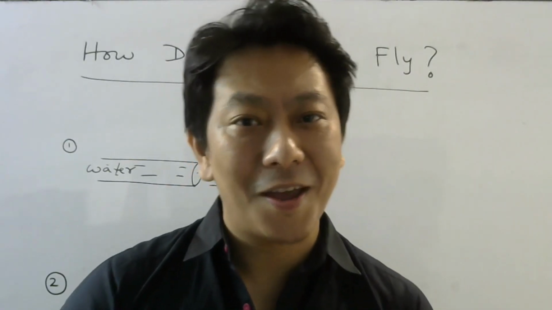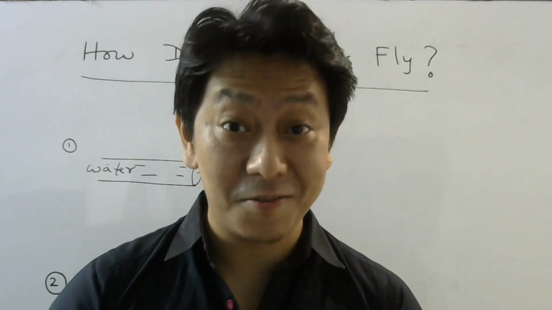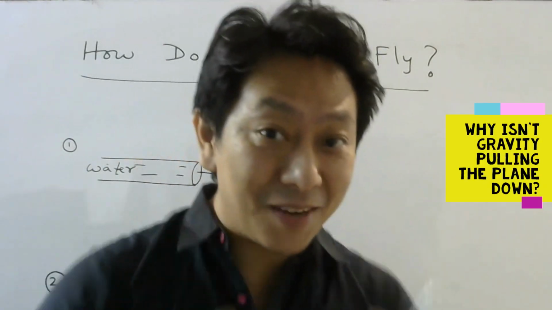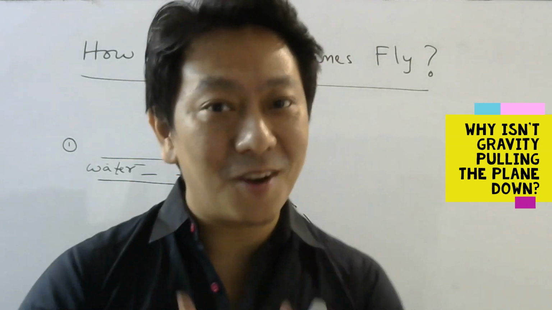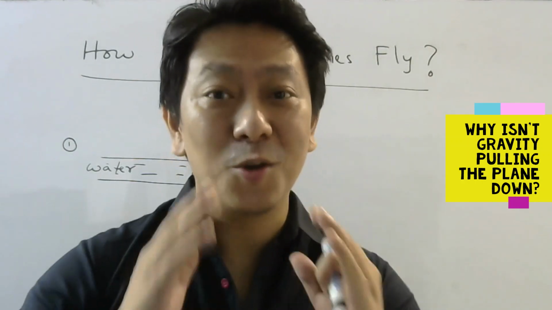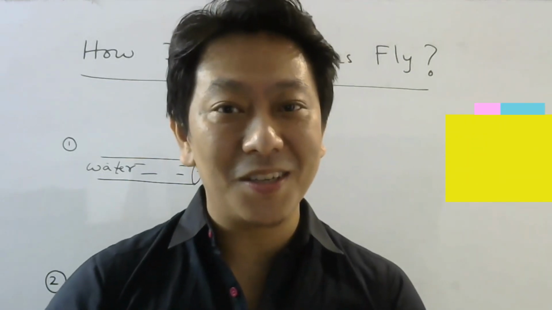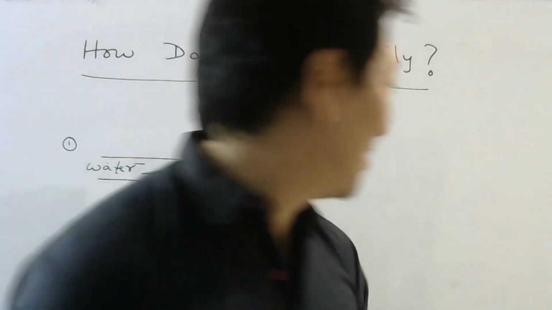Hi everyone, have you ever wondered how do aeroplanes fly? Well, they are quite heavy, so gravity is pulling them down. So why are they still not falling down? There must be something which is cancelling the force of gravity. Let's try to understand what that is.